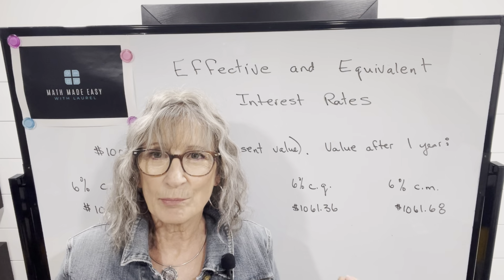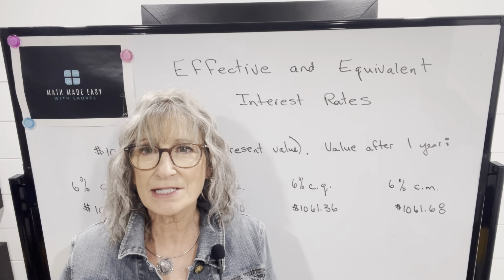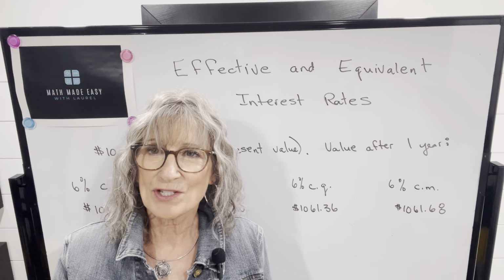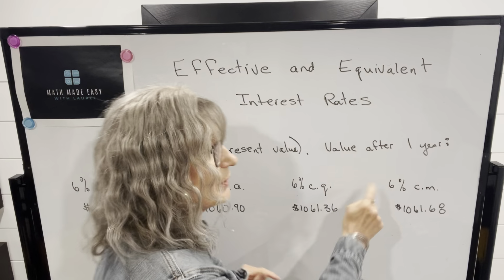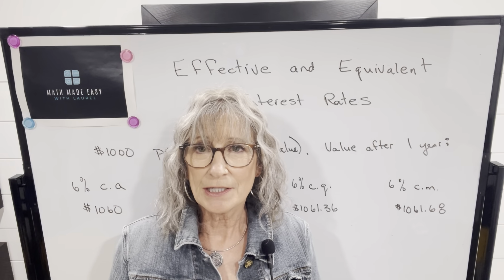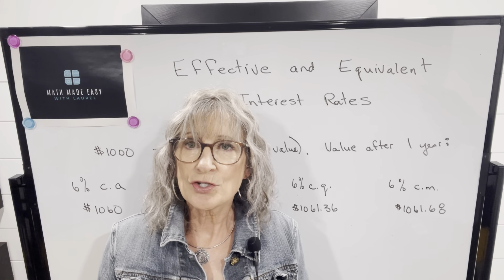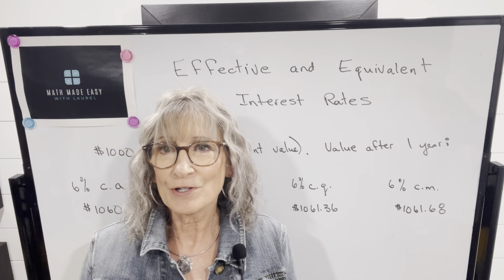We need a way of comparing interest rates, particularly because they have different compound periods. In order to do that, we calculate what's called the effective interest rate. These interest rates are called nominal interest rates. They're also called APR, annual percentage rate. But what we want to do is change them to an effective interest rate or effective annual rate, or EAR.